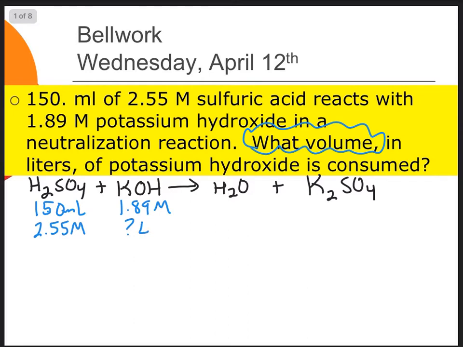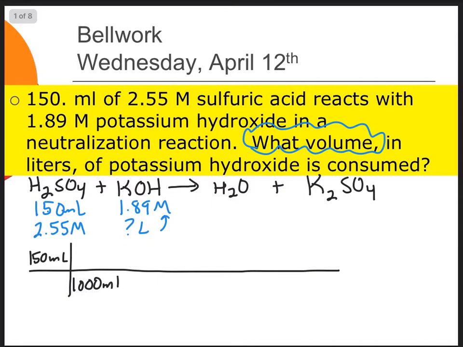And specifically, we'll probably end up in liters because the units of molarity are in liters. Here's my dimensional analysis problem. I'm starting out with 150 mils. I'm going to put that into liters. 1,000 milliliters in 1 liter. I'm going to use molarity. There are 2.55 moles per liter. That is my concentration.